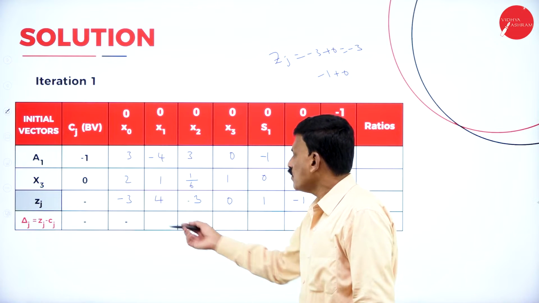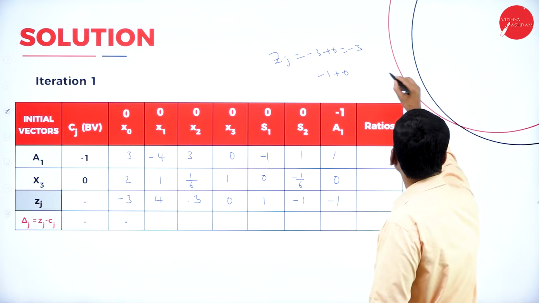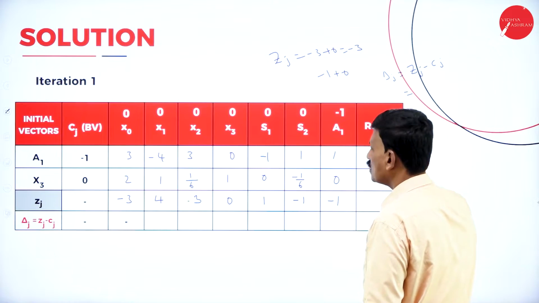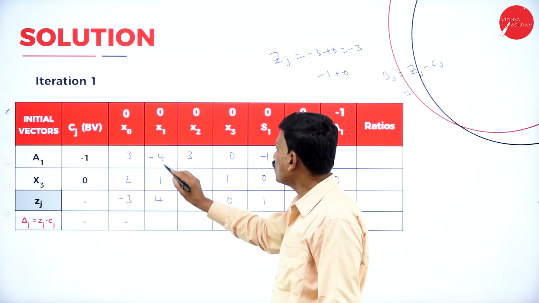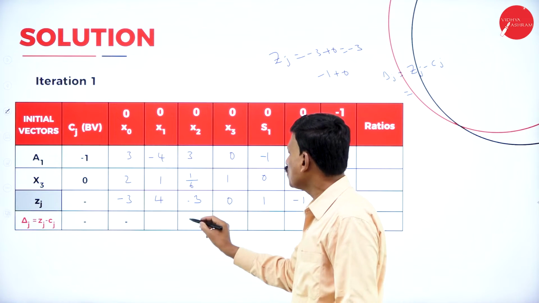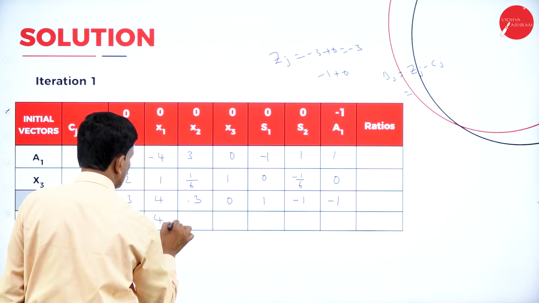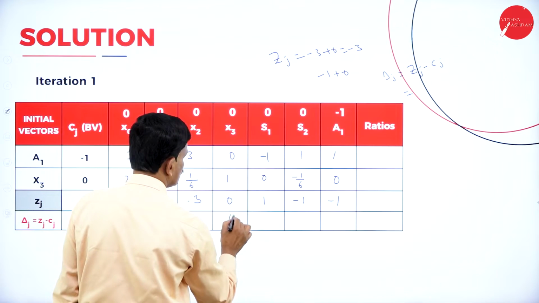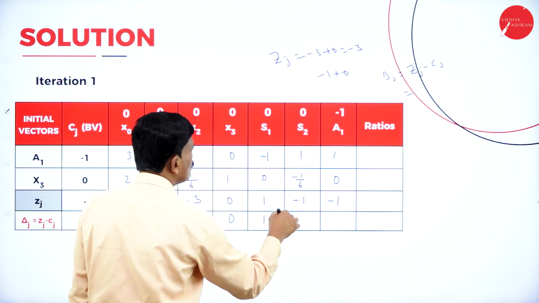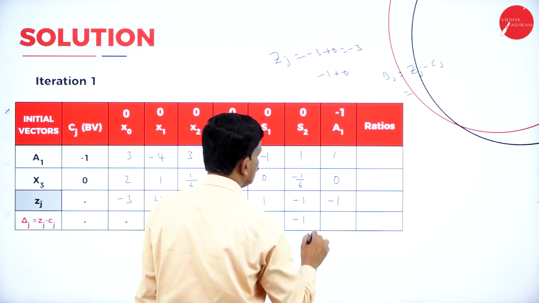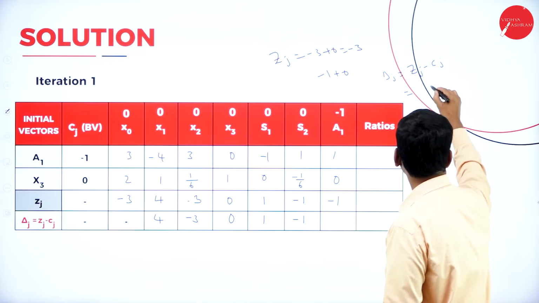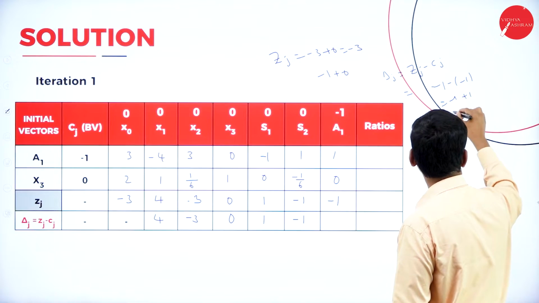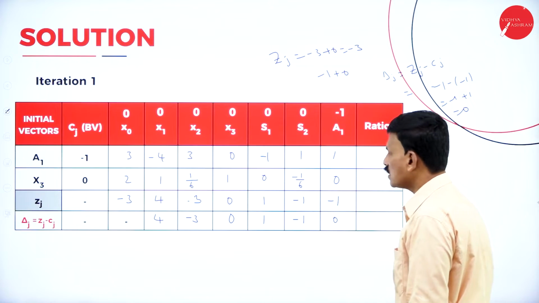Now find out the value of delta j. Delta j is equal to zj minus cj. What are the values here? 4 minus 0 is equal to 4 you will get. Minus 3 minus 0 is minus 3. 0 minus 0 is 0. 1 minus 0 is 1. Minus 1 minus 0 is minus 1. And this value, minus 1 minus of minus 1, minus 1 plus 1 is equal to 0 you will get.